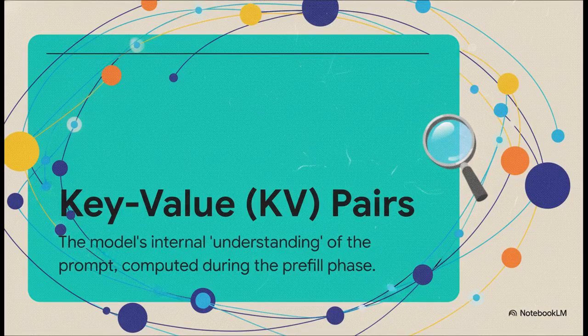So during that prefill phase, the model is doing some serious number crunching. It's creating something called key-value pairs, or KV pairs. The best way to think about this is it's the model's internal cheat sheet for your prompt. It's this complex map of how every single token relates to every other token. And yeah, building that map, that's the really, really hard work.